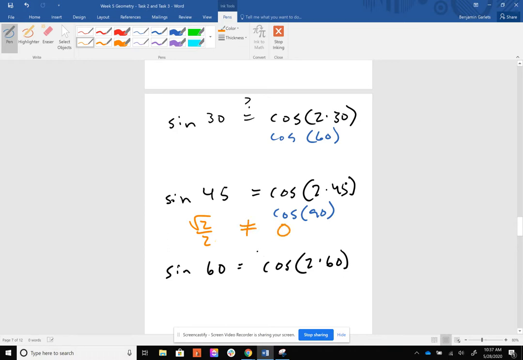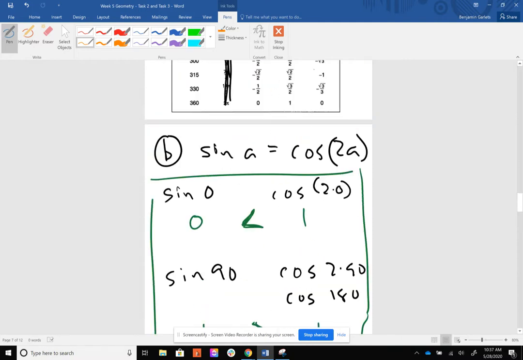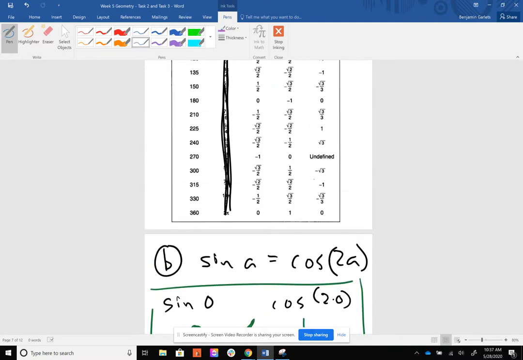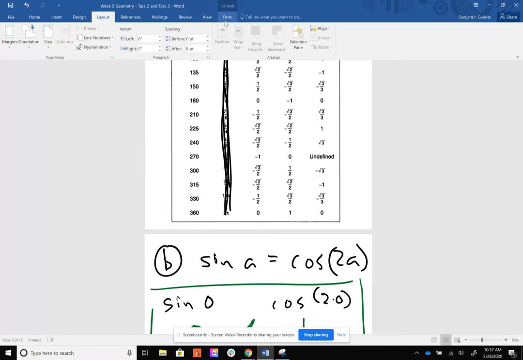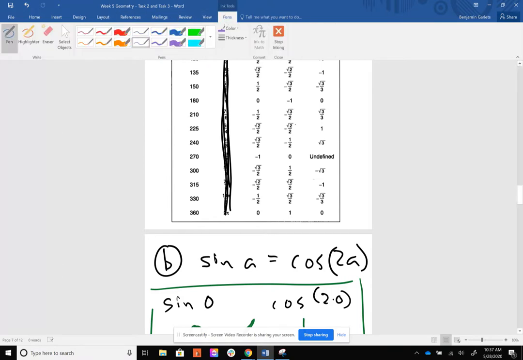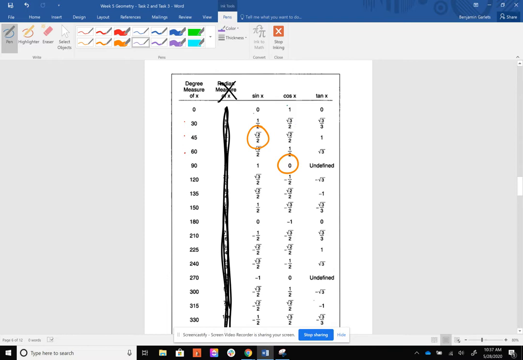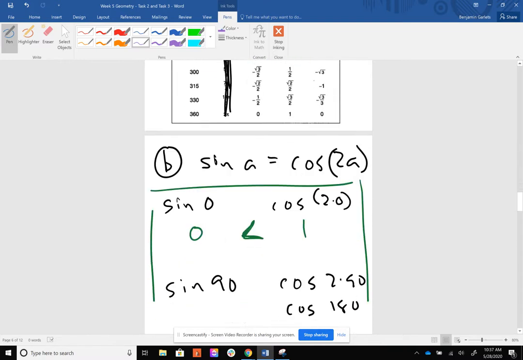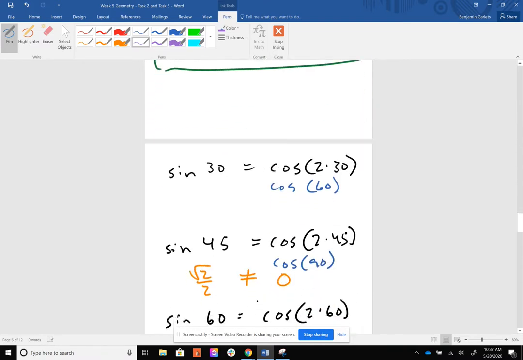All right. And then let's go to the top. Sine of 30 and then cosine of 60. Hey, that looks pretty good. They're both 1/2. So 1/2 is equal to 1/2, and the world rejoiced.